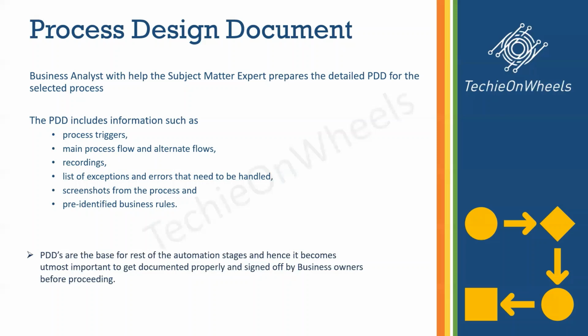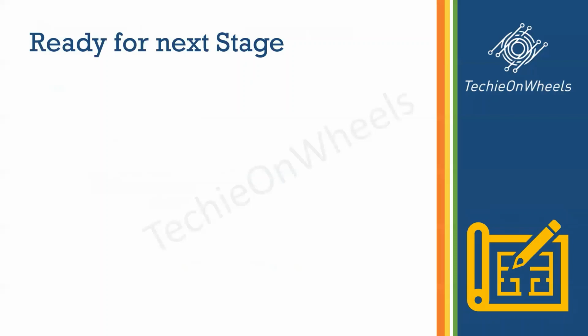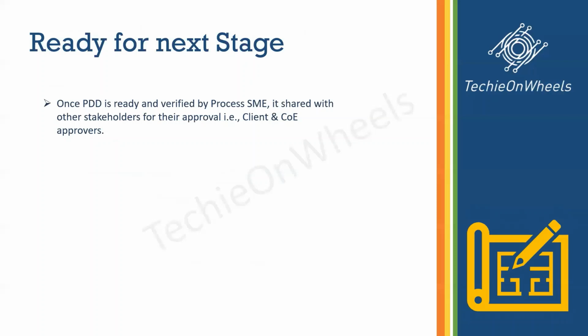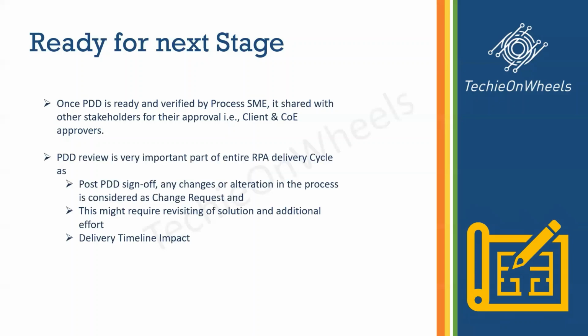If the base is not strong, incomplete or inaccurate, this might require revisiting the solution, which is going to be time consuming. Once we have a PDD ready and verified by the SME, it has to be shared with the client and COE for their approvals. Only after the PDD review can the automation be initiated. Any changes once the PDD is approved are considered a change request and need to be documented in whatever change management process the organization is following.